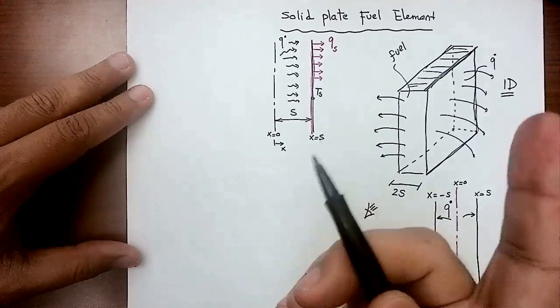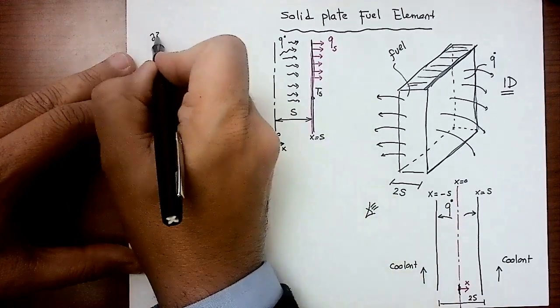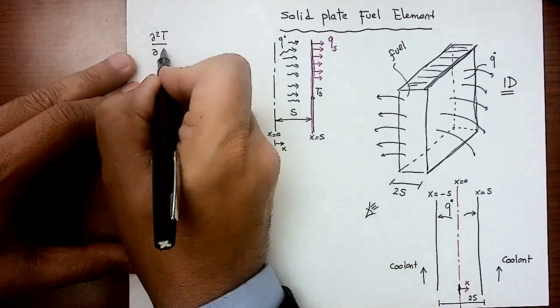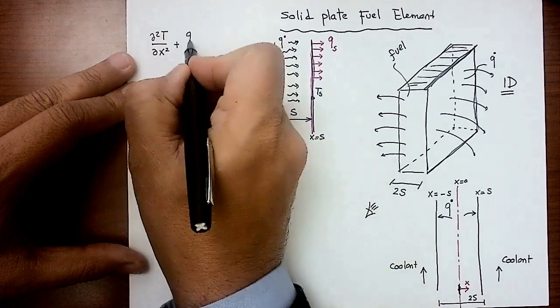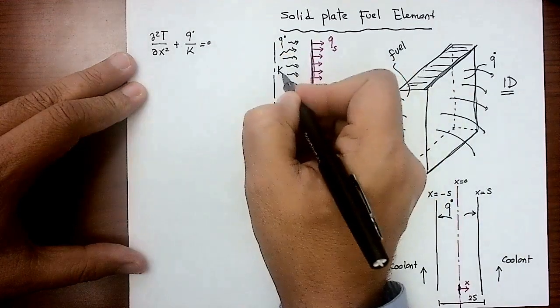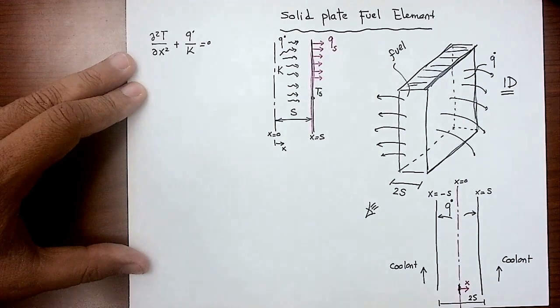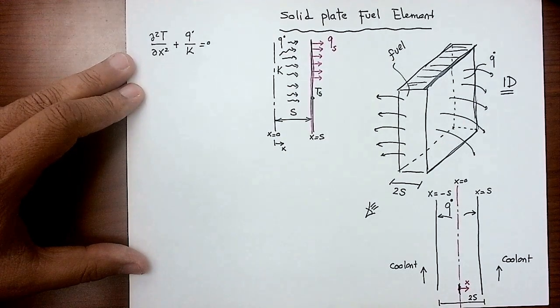So the only equation that I know that can actually explain the conduction in nuclear fuel is partial 2T by partial x squared plus Q dot divided by K equals 0. And K here is referring to the K of that fuel, right? What do you want from this equation? What can this equation give you? Actually, this equation can be used to derive the temperature as a function of x, right?